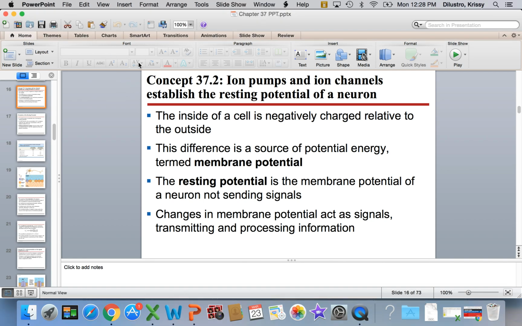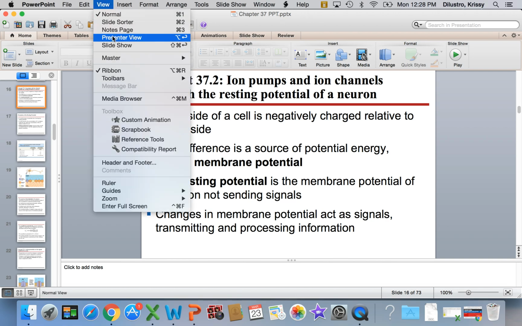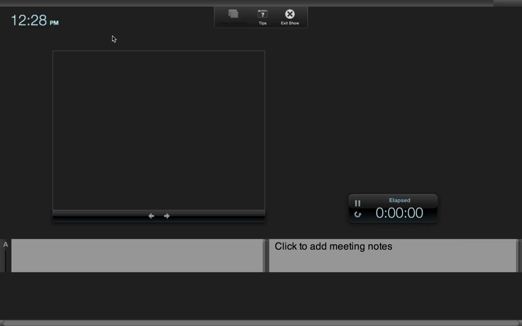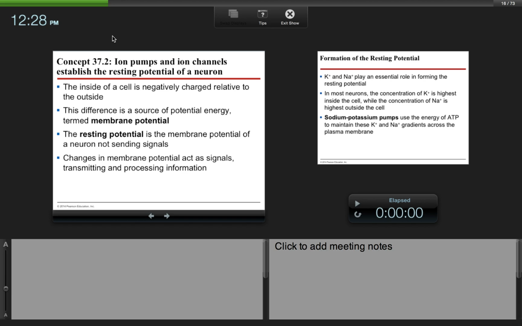We're going to continue on with the nervous system. So 37.2 is all about the generation of action potentials and how those action potentials get generated by the movement of sodium and potassium ions.